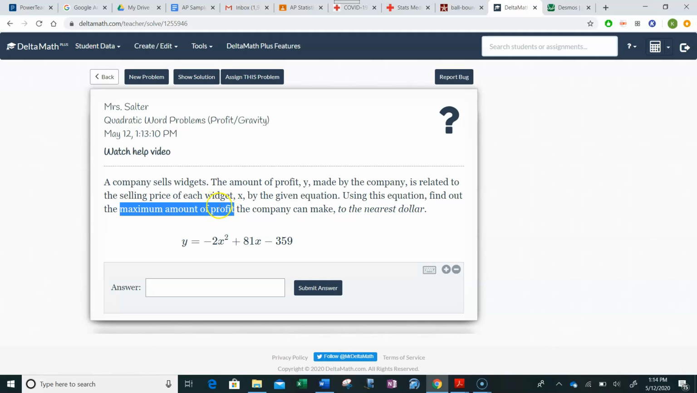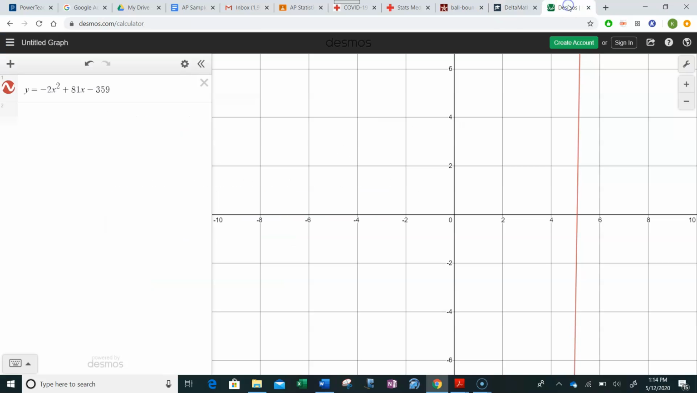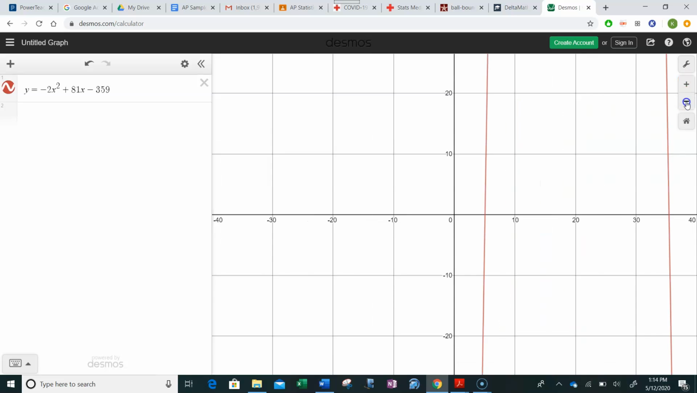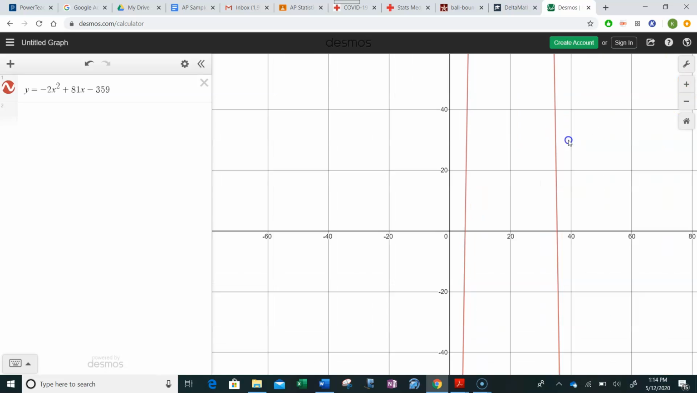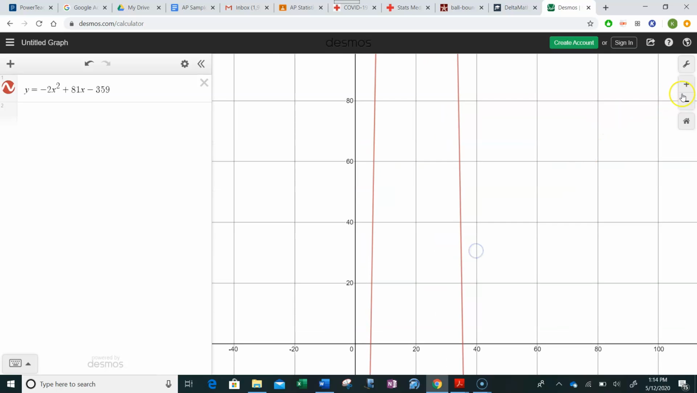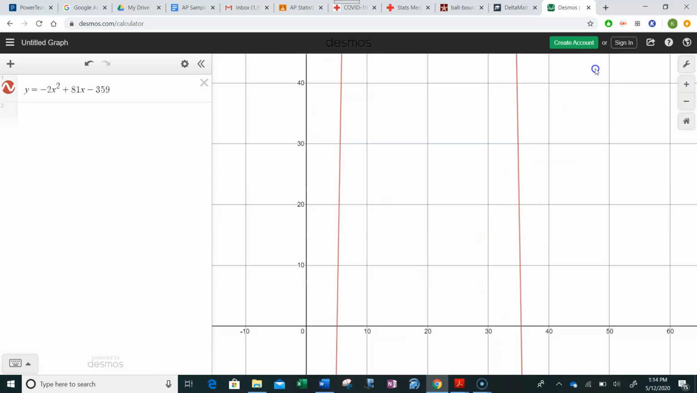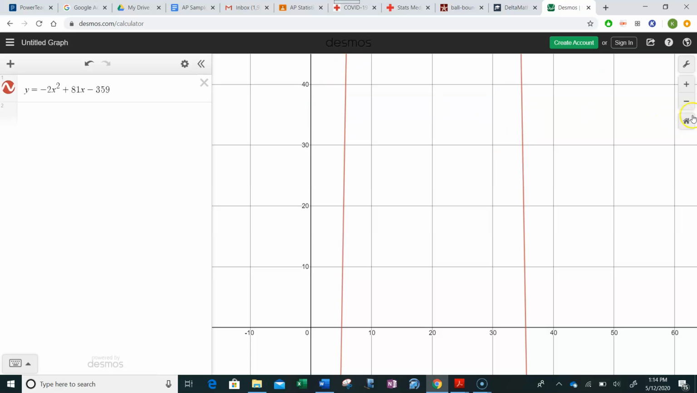Then also notice it's asking for the maximum amount of profit. The profit is represented by the Y value. So we want the maximum value. So we're going to go into Desmos. We're going to type this in. You're going to be like, what? I don't see it. So just start trying to zoom out, and kind of play with it for a while. And it's just one of those things that you have to play with. You're not going to know exactly where to put it, but we know we need to see that maximum.